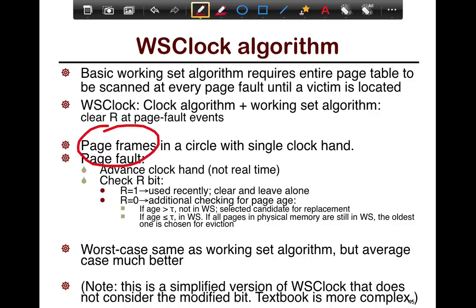In such a case, you check the reference bit, and if the reference bit is set, then it's used recently, so you clear it and leave it alone. If it's unset, you need additional checking for each page. The algorithm is very similar to the one which uses time, except that in this case you advance the hand on a page fault. So in the worst case, it's the same as the working set algorithm, but in the average case where the number of page faults is fewer, this is much better.